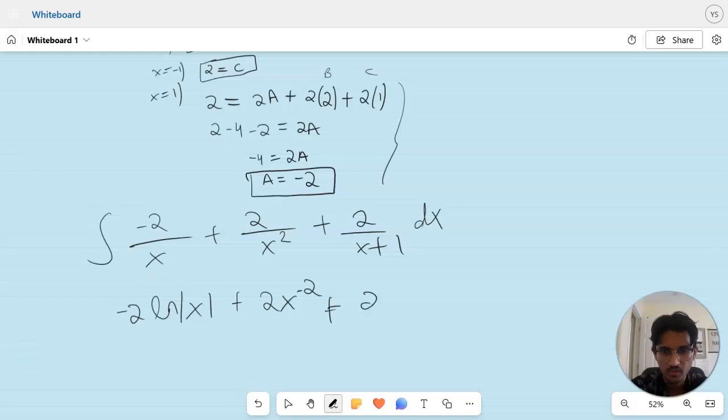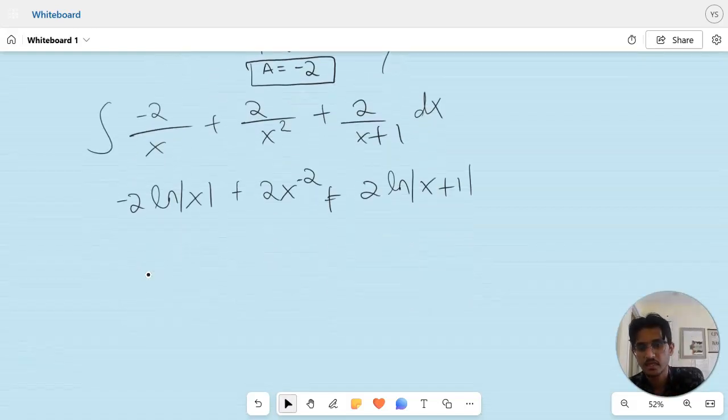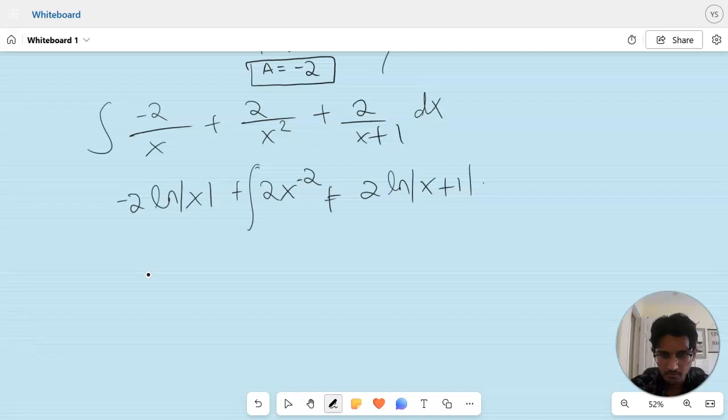Because we can't just do ln of and put x squared over there. But for the third one, we could just put that in our natural log, because that doesn't have the x squared, the power of 2 that this has. So now the next step would look like negative 2 ln of x plus, we take the 2 outside, and we're just going to do the normal power rule for integration.